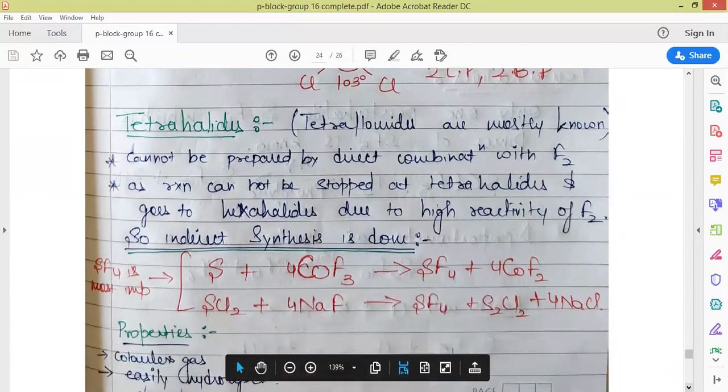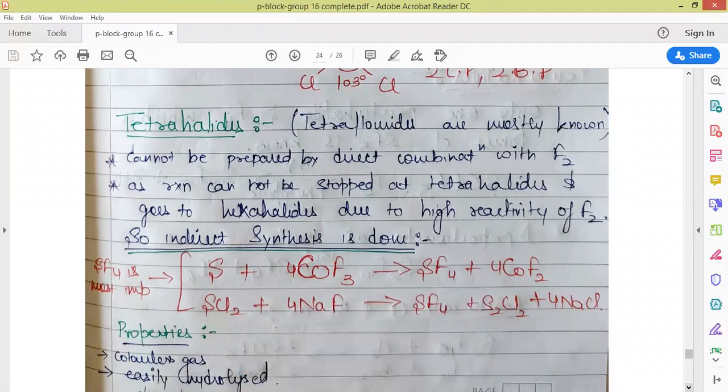Next are the tetrahalides. Tetrafluorides are mostly common due to the small size of fluorine. All the group 16 elements generally form tetrafluorides. If we talk about the fluoride, it cannot be prepared by the direct combination of fluorine, as the reaction cannot be controlled at the tetrahalide stage, but it will go further to the hexahalide stage due to the high reactivity of fluorine.